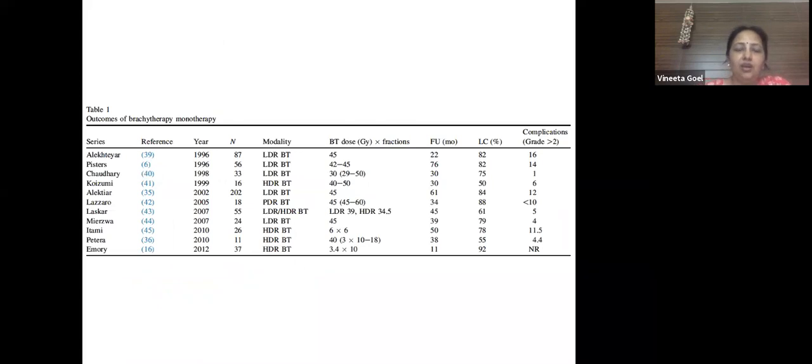Now these are some of the series where LDR or HDR or PDR-based brachytherapy has been used in various doses and fractionation. And all these studies have a reasonable amount of follow-up also. If we look at it generally, the local control rate with the use of brachytherapy is in the tune of 80 to 90%, and the complication rates range from 0 to 15%.